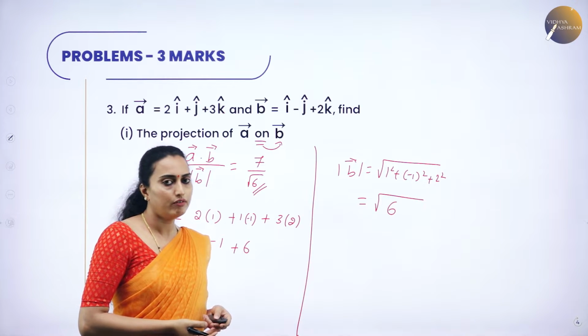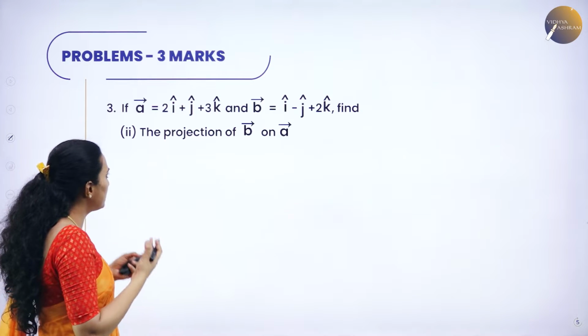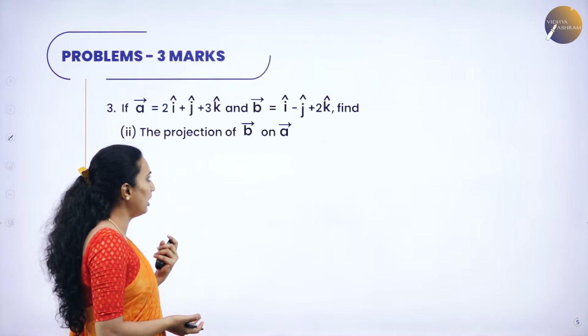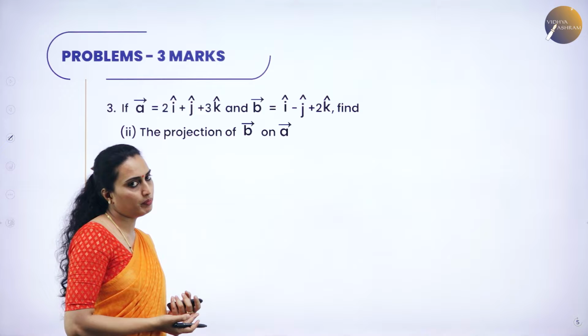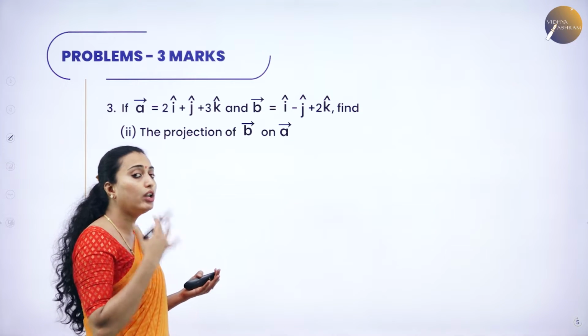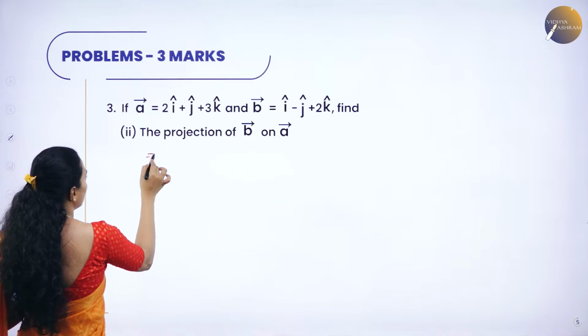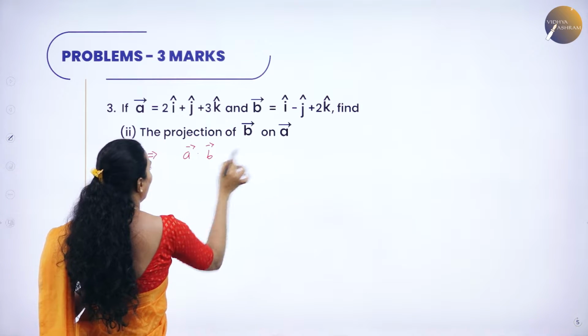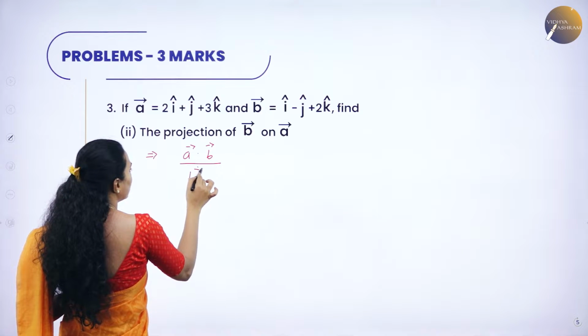Okay. Now, we'll be moving on to the next problem. Same, here they have given if A vector is equal to 2i plus j plus 3k and B vector is i minus j plus 2k, then find the second option. They have given the projection of B on A. The projection of B on A is given by A vector dot B vector divided by, here B on A means, magnitude of A vector.